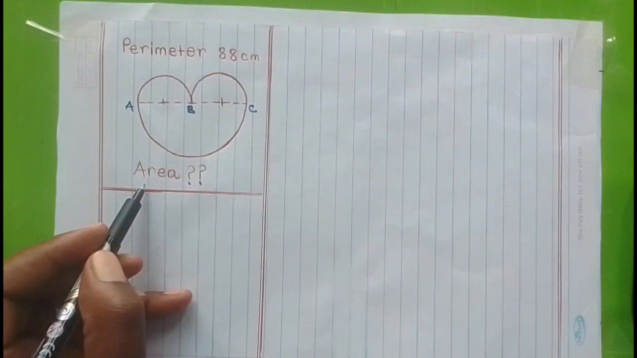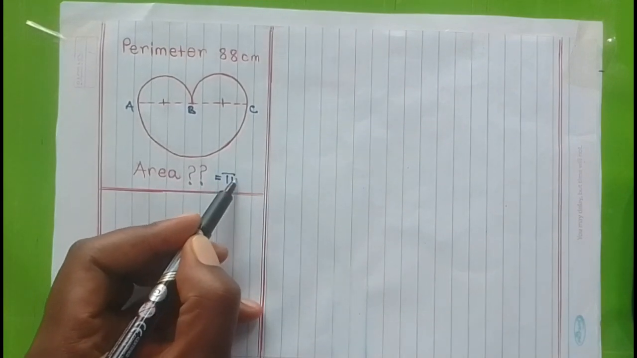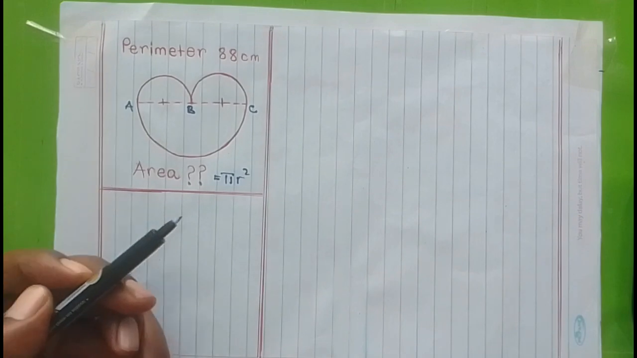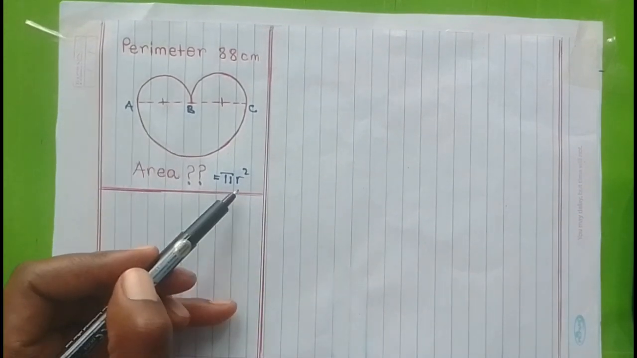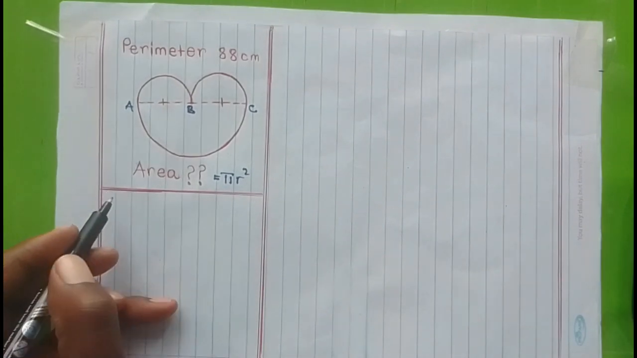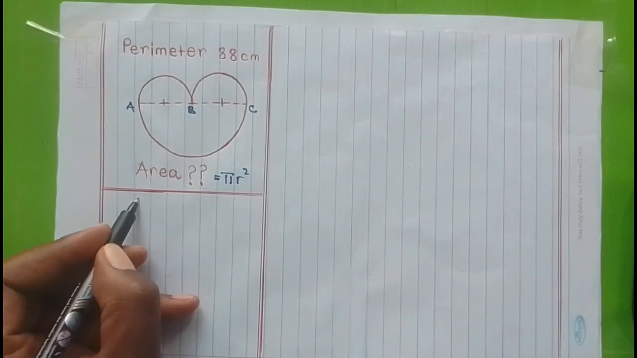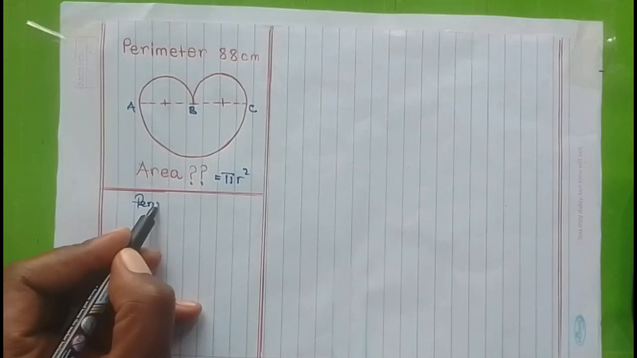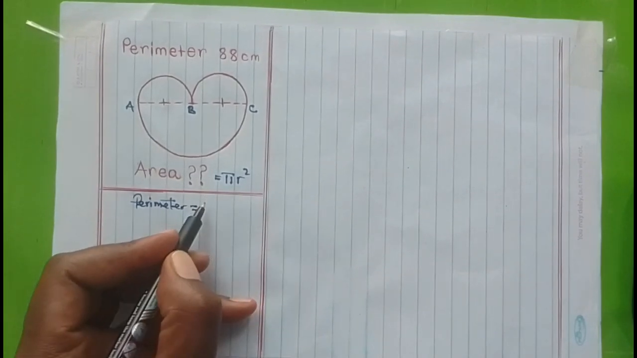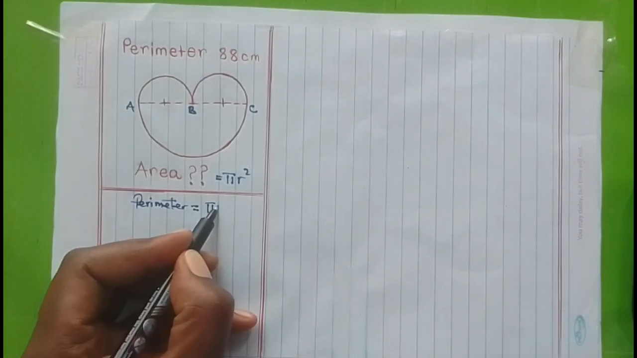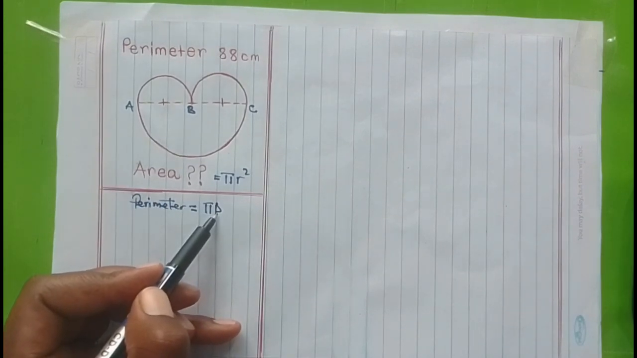If we are finding the area, the formula is pi r squared. But we don't know the radius. Let's look at how we find the perimeter. For us to get the perimeter, the formula is pi d. Yes, maybe we first get the diameter.